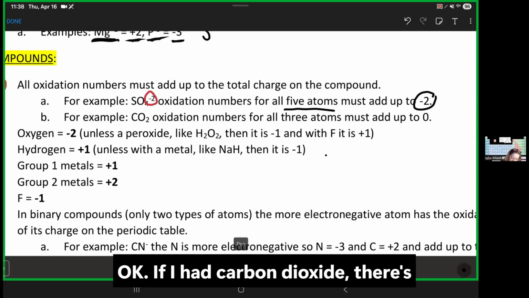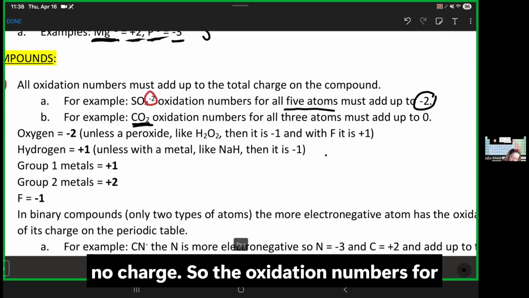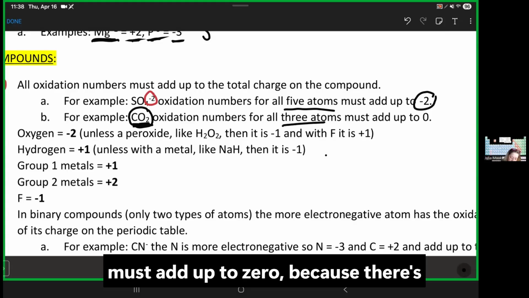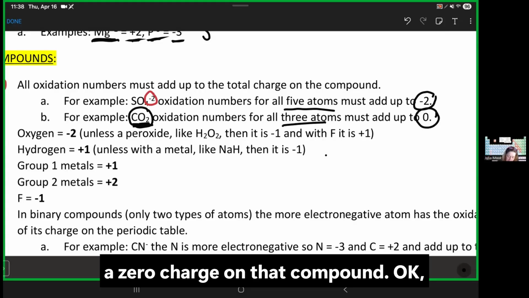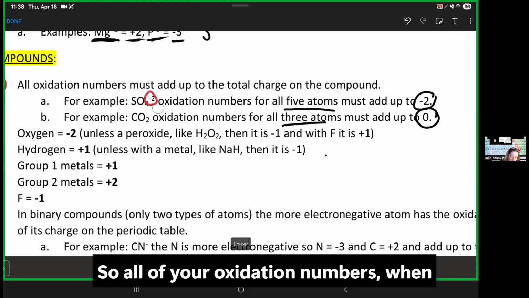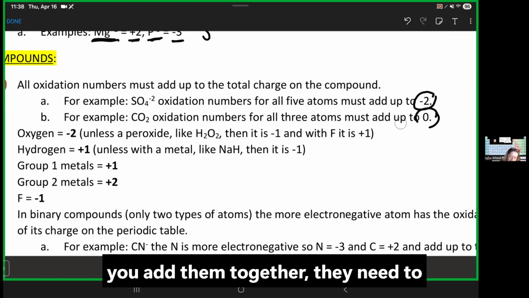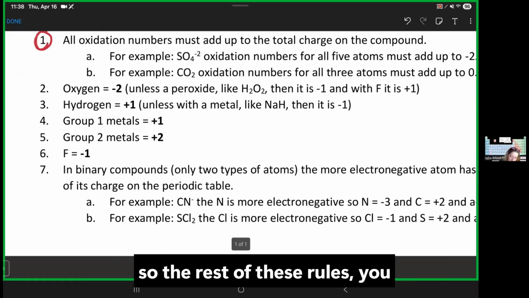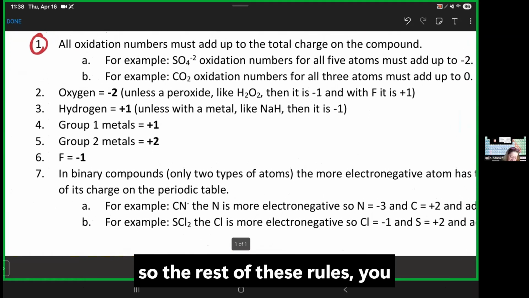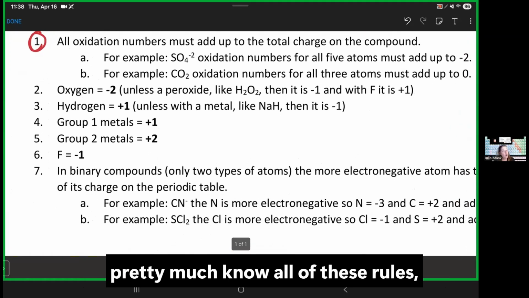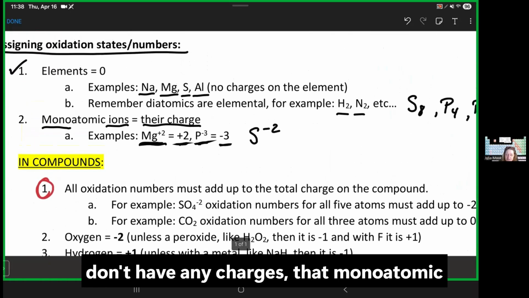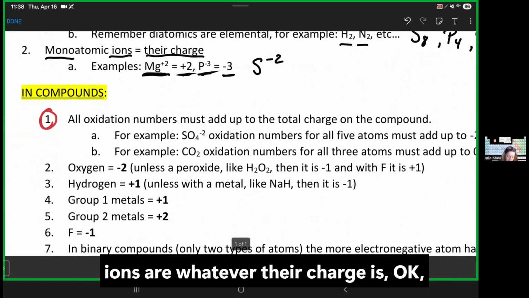If I had carbon dioxide, there's no charge. So the oxidation numbers for the 2 oxygens and the 1 carbon must add up to 0 because there's a 0 charge on that compound. So all of your oxidation numbers, when you add them together, need to equal the charge on the compound. The rest of these rules, you pretty much know already: elements don't have any charges, and monoatomic ions are whatever their charge is.